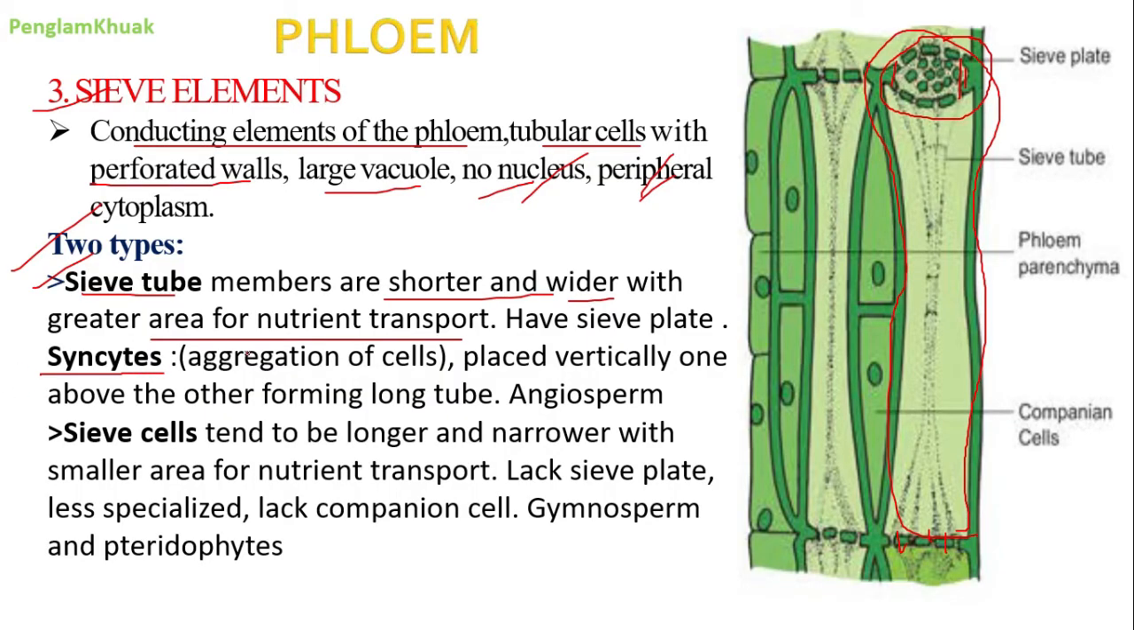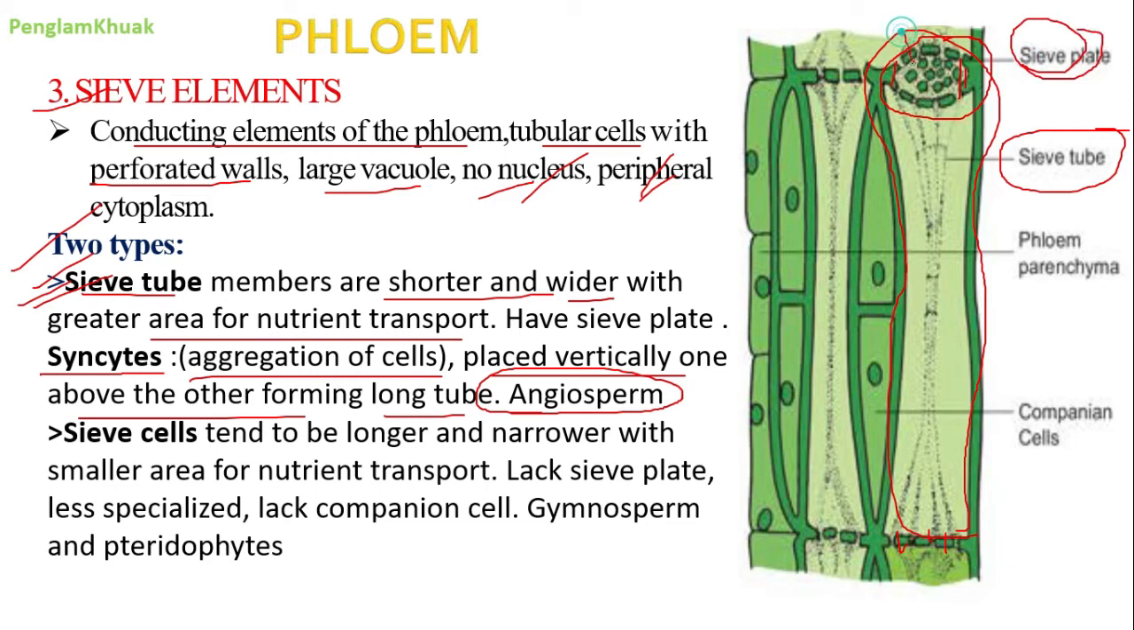Syncytes. Syncytes mean aggregation of cells placed vertically one above the other, forming a long tube, and they are present only in the angiospermic plant. Sieve tubes are present only in angiospermic plants. This is the picture which represents the sieve tube. Sieve tubes will have a sieve plate, the one which will filter the glucose or any nutrients transported from upward to downwards.